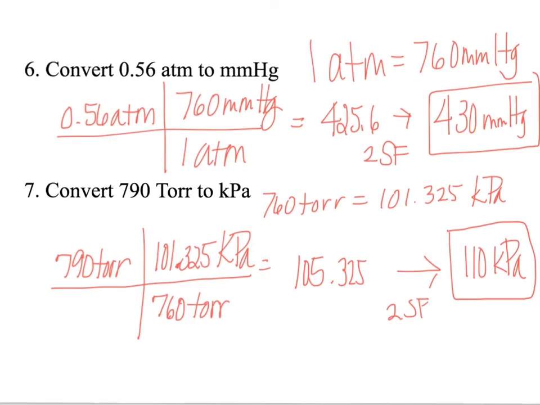All right, here are the answers to those 2 problems, and hopefully you got that correct. The reason we did 2 significant figures, just to clarify, is because this has 2 significant figures, and so does this one. Because there's not a decimal right there, that only has 2 significant figures. So let's move on to the next one.